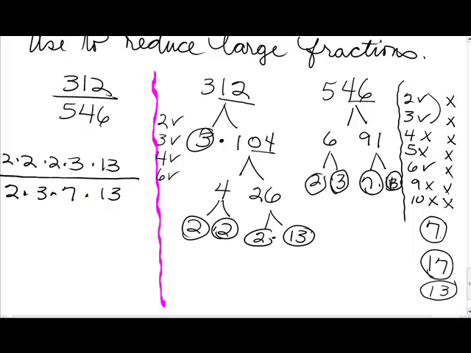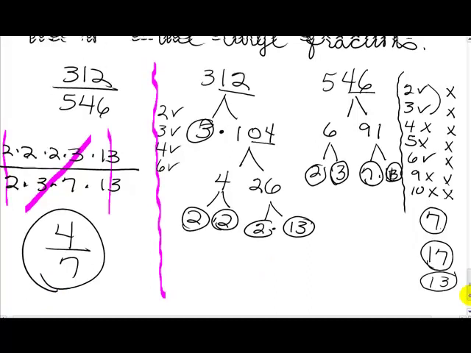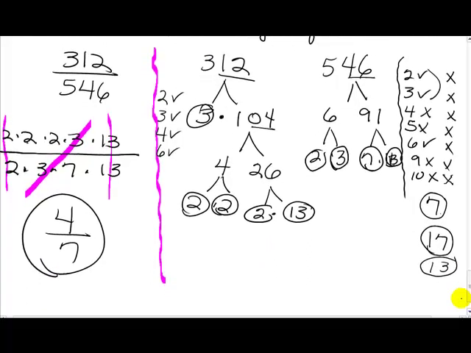Then we cross out top and bottom. Remember, 2 over 2 is 1. 13 over 13 is 1. 3 over 3, it's gone. Take what's left, 2 times 2, and then the 7. We could have done the guess and check. You probably own a calculator or a phone with one. It might take you a while, but this is a good way to do it with bigger numbers, because as long as you do the factoring right, you'll get the right number.